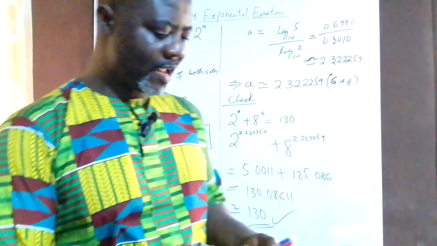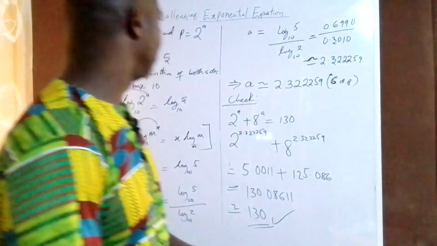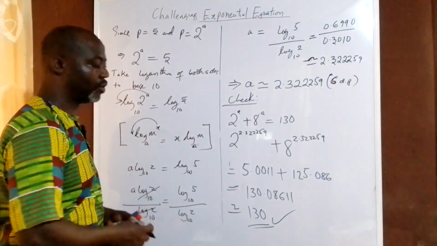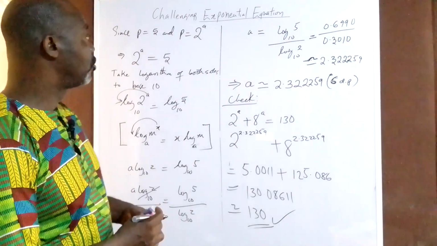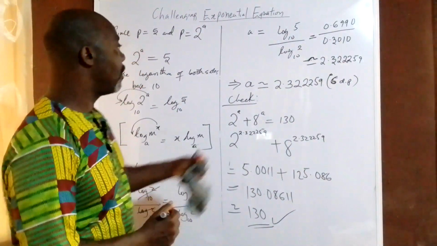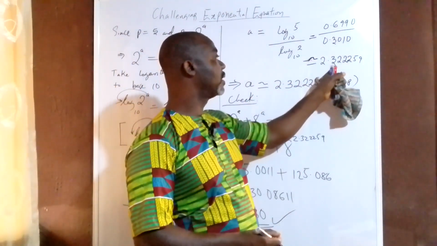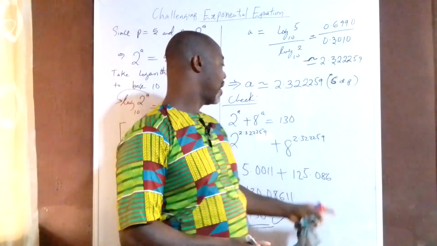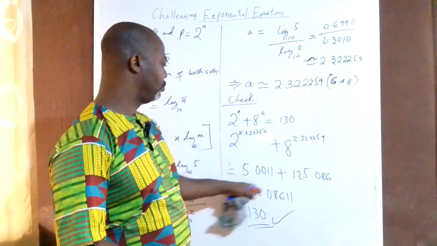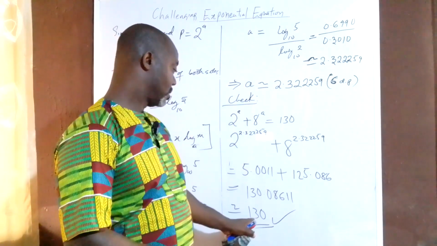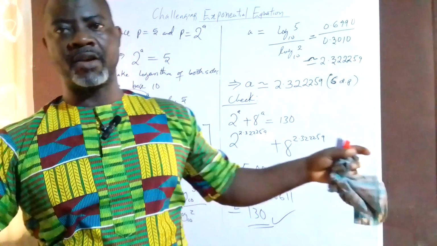So guys, there you have it, the solution to the equation we have. We've been able to solve and obtain a value of 2.322259, and then we checked it by substitution to get the actual value of 130. So there you have it.